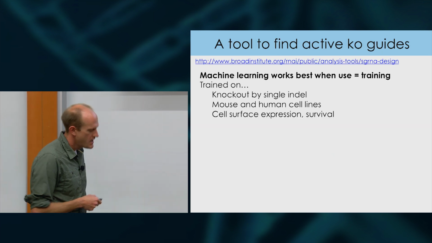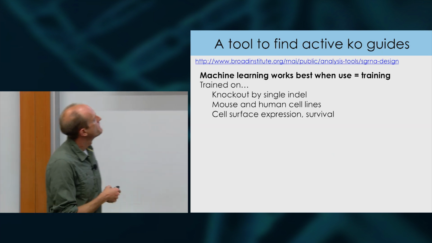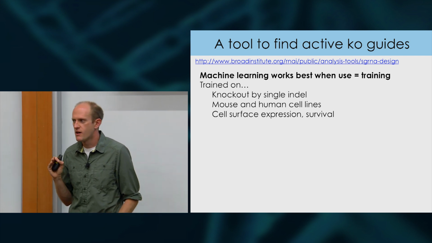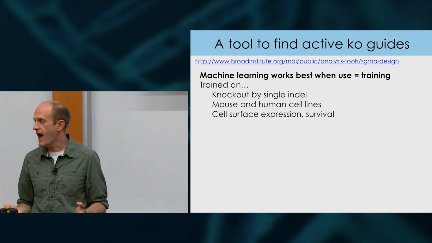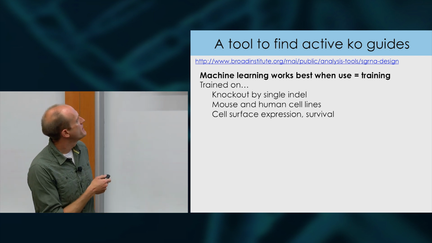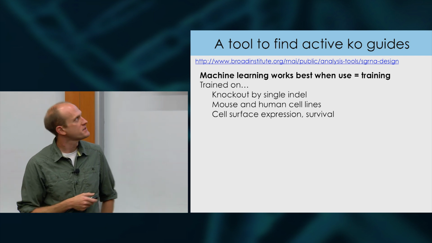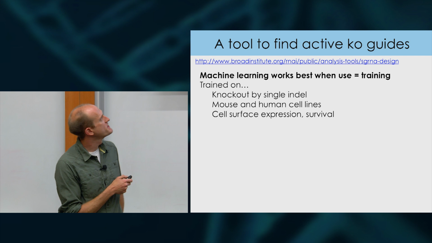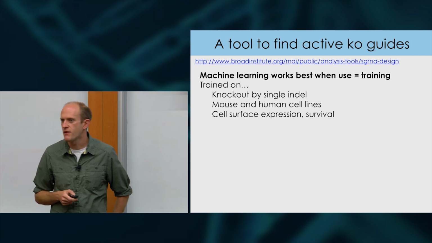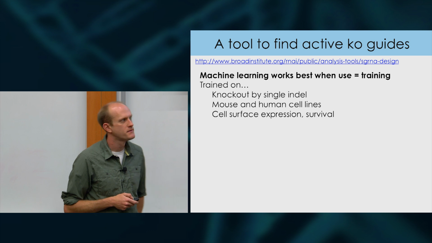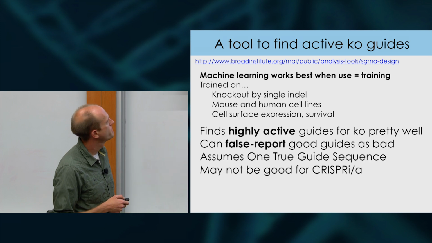So again, this is where you would find this. I've been saying this over and over again. Use the tool for what it's for. So this is a way to find active knockout guides. It's trained on knockout by single indels. It was trained on mouse and human cell lines. And it was also trained on cell surface expression and survival. And I think these are important caveats. And you'll see why in a second.